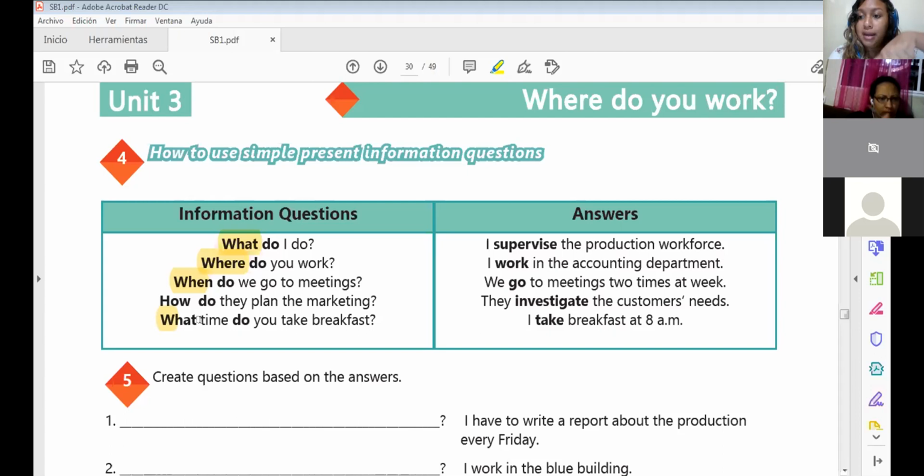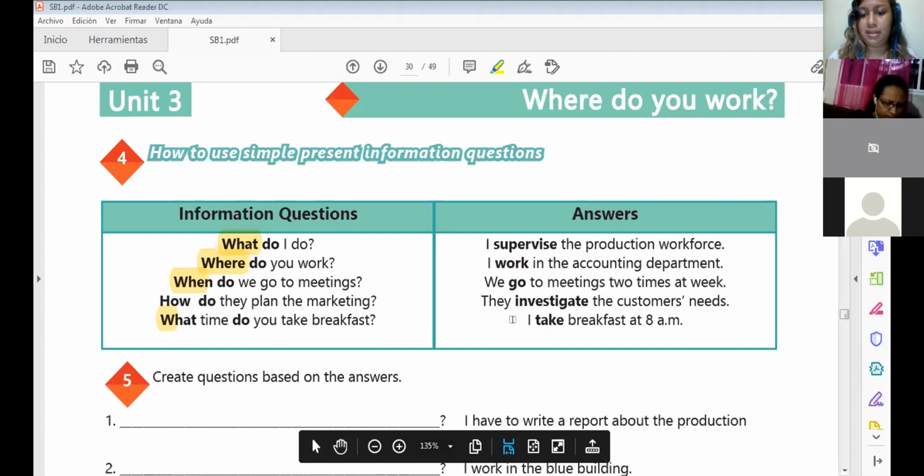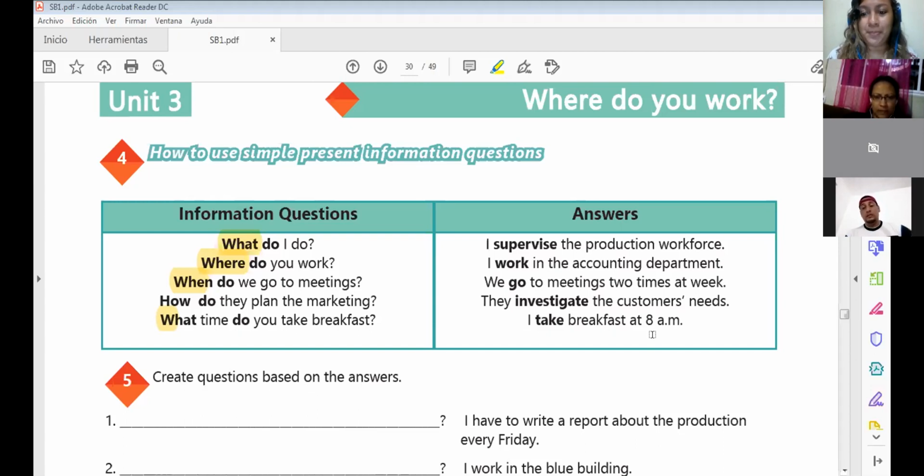And another question word. What time do you take breakfast? I take breakfast at 8 a.m. Look, when we say the specific time, we have to say at. For example, what time do you go to bed, people? At 10 p.m.